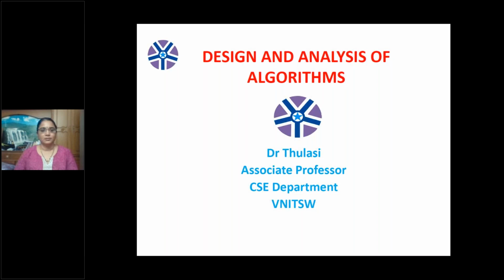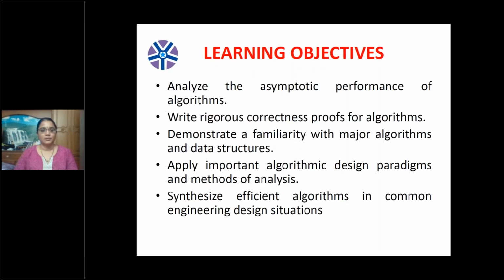Today I'm going to explain about design and analysis of algorithms, and the main learning objectives of design and analysis of algorithms is to analyze the asymptotic performance of algorithms. First of all, you need to analyze the asymptotic performance. Asymptotic performance means it might be big O notation, omega notation, or theta notation. After completion, you need to analyze the asymptotic performance of any algorithm and write rigorous correctness proofs for algorithms.